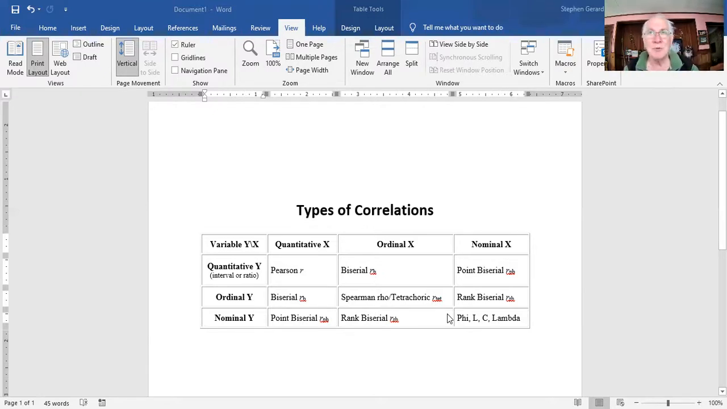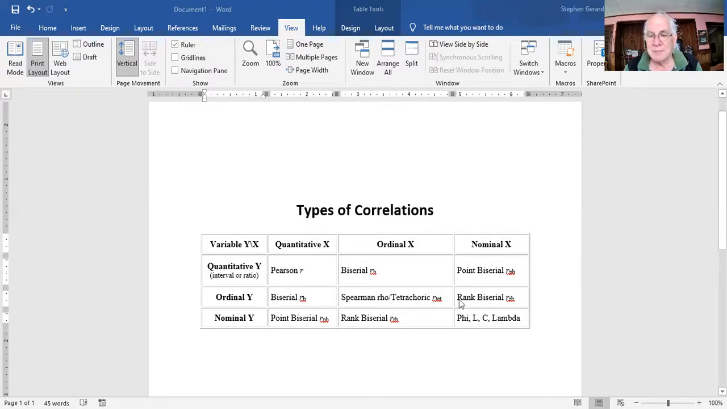Here's an example of two types of ordinal data. Suppose I wanted to do a correlation between your high school graduating rank and your college graduating rank. Both of those things are ordinal data. The appropriate technique for that would be the Spearman's rho, which is the one used most commonly in the process.